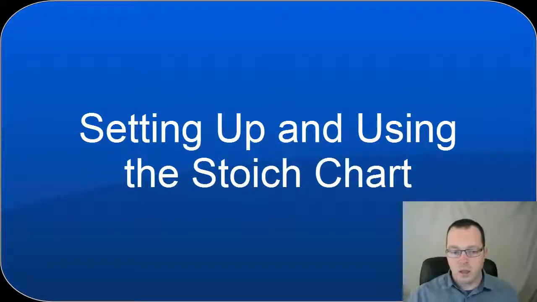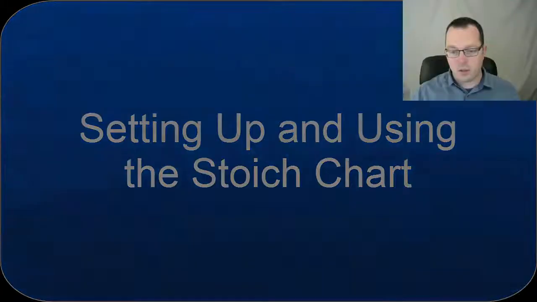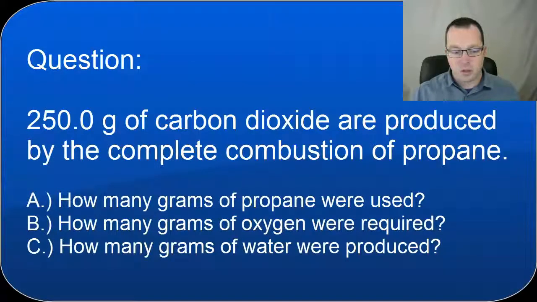Hi gang, in this video I'm going to show you how to set up and use the Stoich chart that I showed you in another video. So imagine you have this question. 250 grams of carbon dioxide are produced by the complete combustion of propane. How many grams of propane were used, how many grams of oxygen were required, and how many grams of water were produced? This sounds like a lot, but it's not. We can answer all of this by using the Stoich chart.